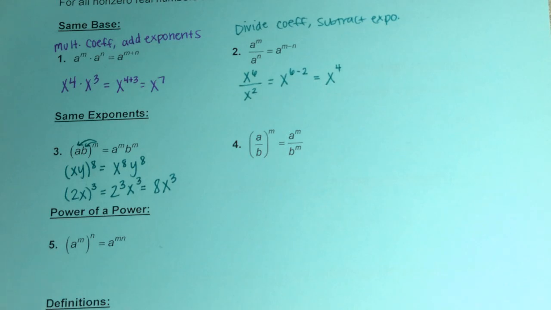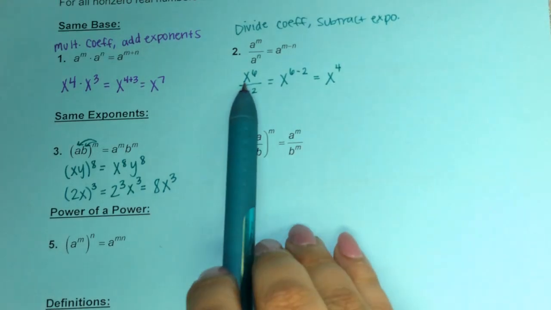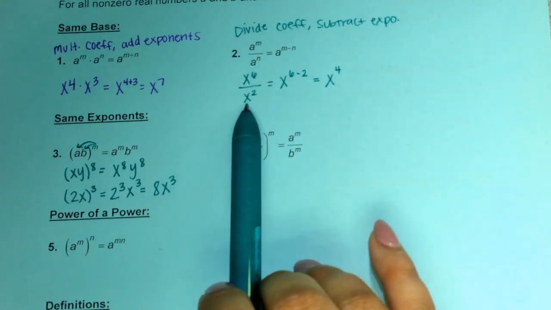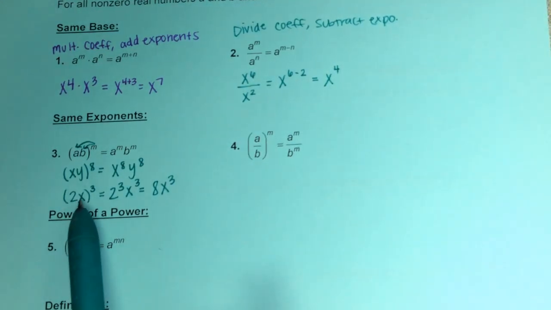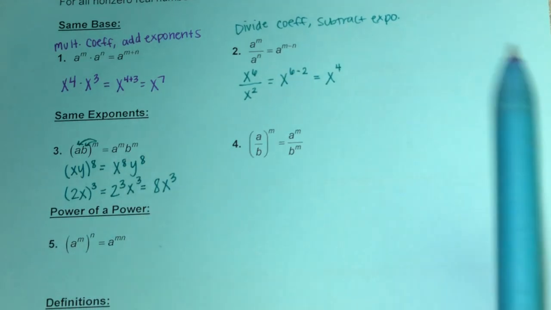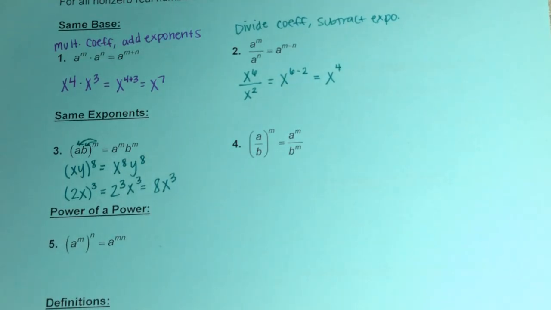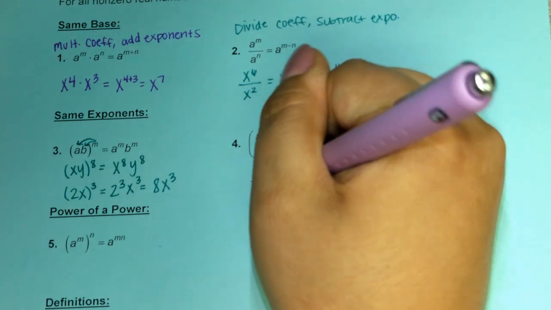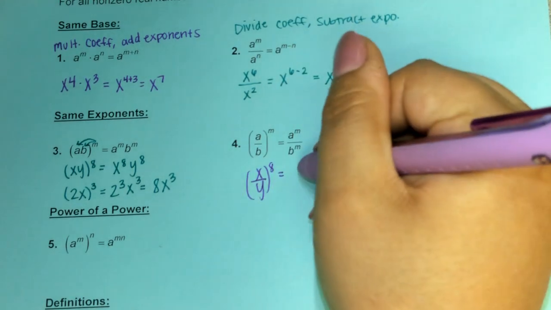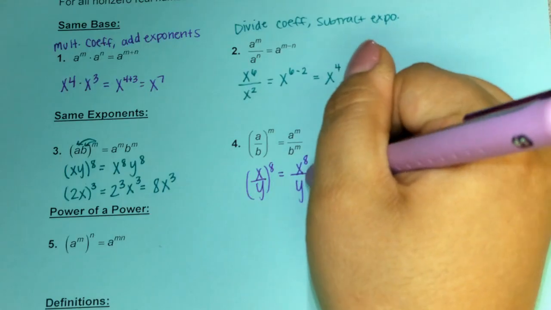You're going to hear me say this a lot, but when in doubt, expand it out. If you don't know what to do, expand out. Draw 6 x's and 2 x's, cross them out. What's left? Right here, you could draw 2x, 2x, 2x, 3 times, and then just multiply 2 times 2 times 2. So when in doubt, expand it out. A over b to the m, you just distribute that exponent to both of them. So if I have x over y to the 8th, it is x to the 8th over y to the 8th.